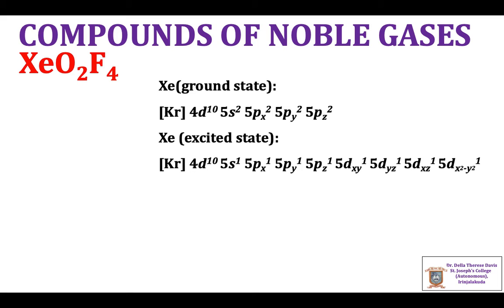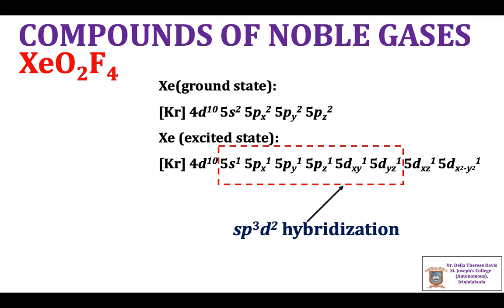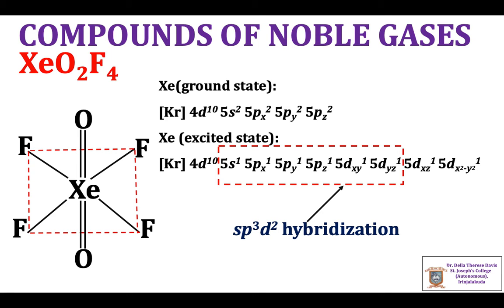Next is XeO2F4. Here the central atom xenon undergoes sp3d2 hybridization and forms 6 hybridized orbitals. All the 6 hybridized orbitals are half-filled. 4 of them form xenon fluorine sigma bonds and 2 form xenon oxygen sigma bonds.